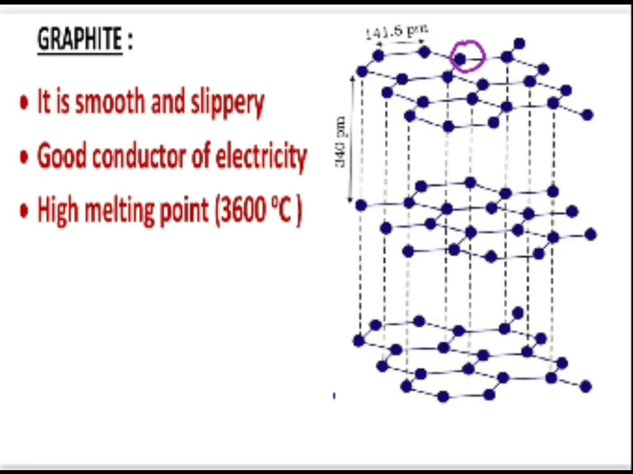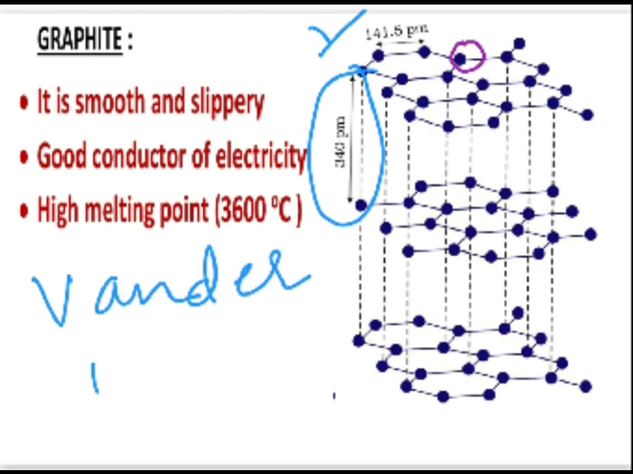Then about the bond lengths, the carbon-carbon bond length is in the range of 141.5 picometers and the distance between the 2 layers is in the range of 340 picometers. The distance between the layers is 340 picometers and the force of attraction which holds these layers together is a weaker intermolecular force of attraction. This weak force of attraction is termed as van der Waals force of attraction.